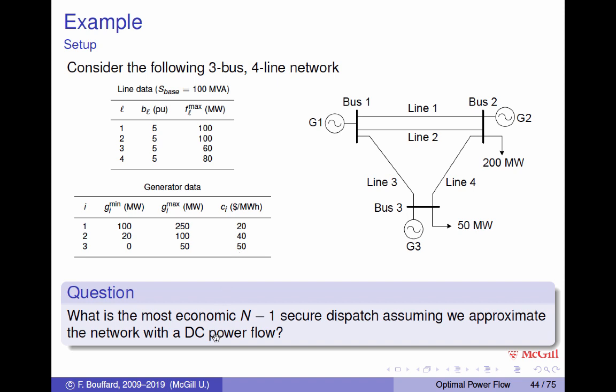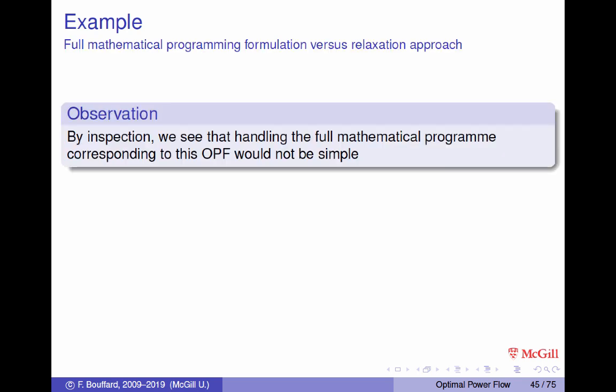So the question we have to answer here is, what is the most economic n-1 secure dispatch, assuming we approximate the network with a DC power flow? By n-1 secure, we're not going to consider the loss of generators. We're only going to consider the loss of every single line. So we could technically write down the formulation of the full problem, although again, if we want to solve this problem by hand, this is not going to be that simple. There's going to be a fair amount of work to do.